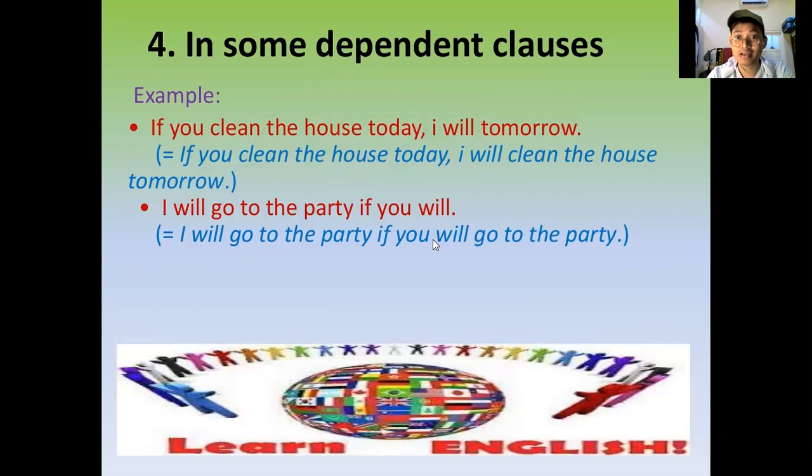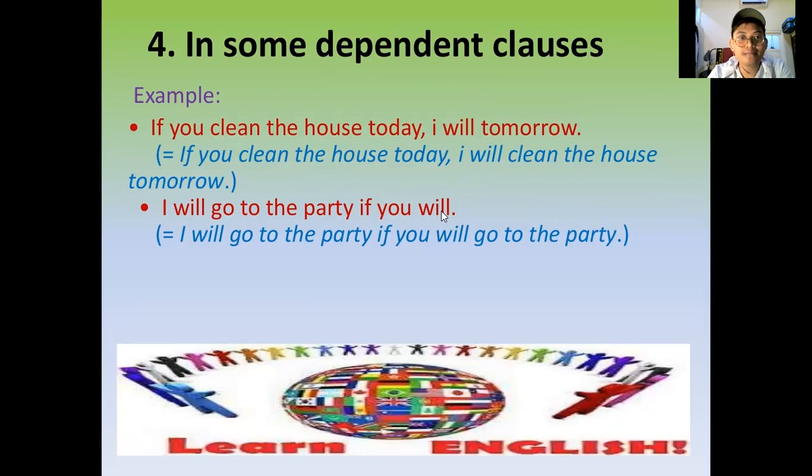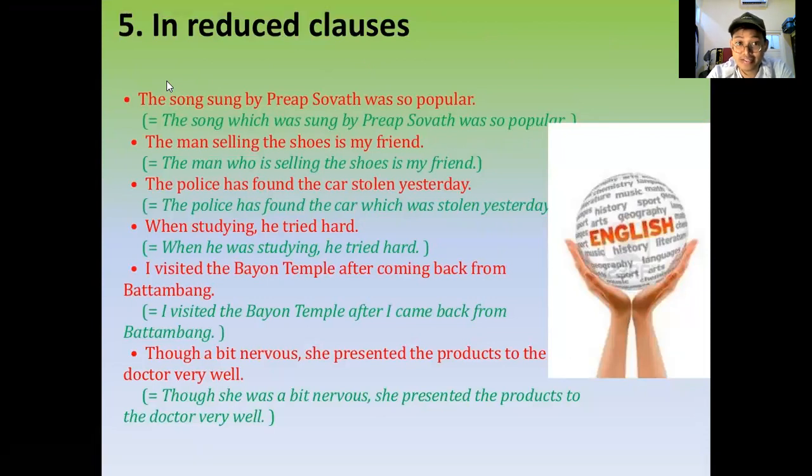So you can actually use a very short version in elliptical sentences. So you can say, I will go to the party if you will. Stop there. You don't need to say, go to the party. You don't need to add more go to the party at the end of the sentence. Just stop after will. That's okay. And faster and shorter, right? And the fifth is in reduced clauses or in the reduced phrases, right?